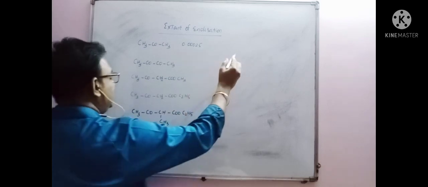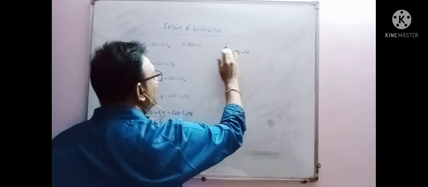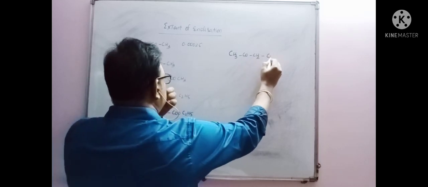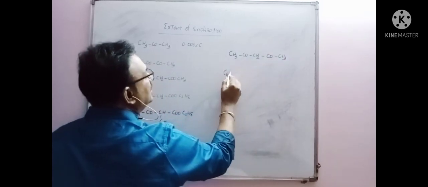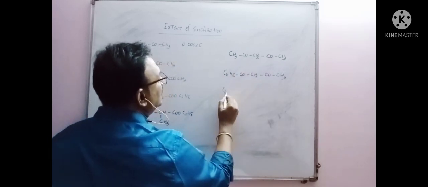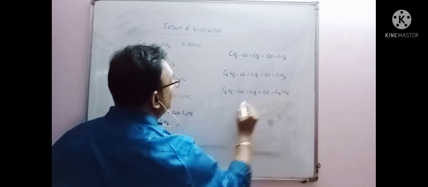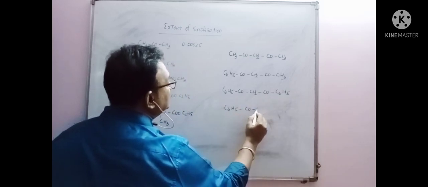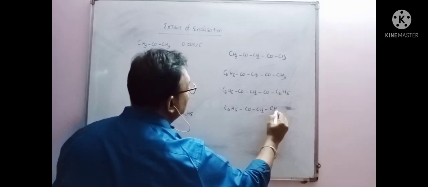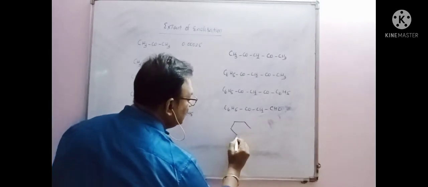Okay. Next, CH3COCH2COCH3, then C6H5COCH2COCH3. Again C6H5COCH2COC6H5. Then C6H5COCH2CHO, and the final compound, this one.